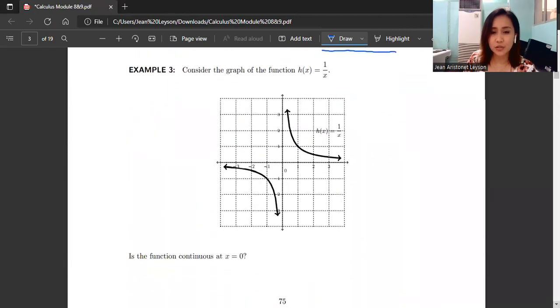Example number 3. So consider the graph of the function h of x is equal to 1 over x. So we have here the graph of that certain function. And the question is, is the function continuous at x is equal to 0? What do you think?